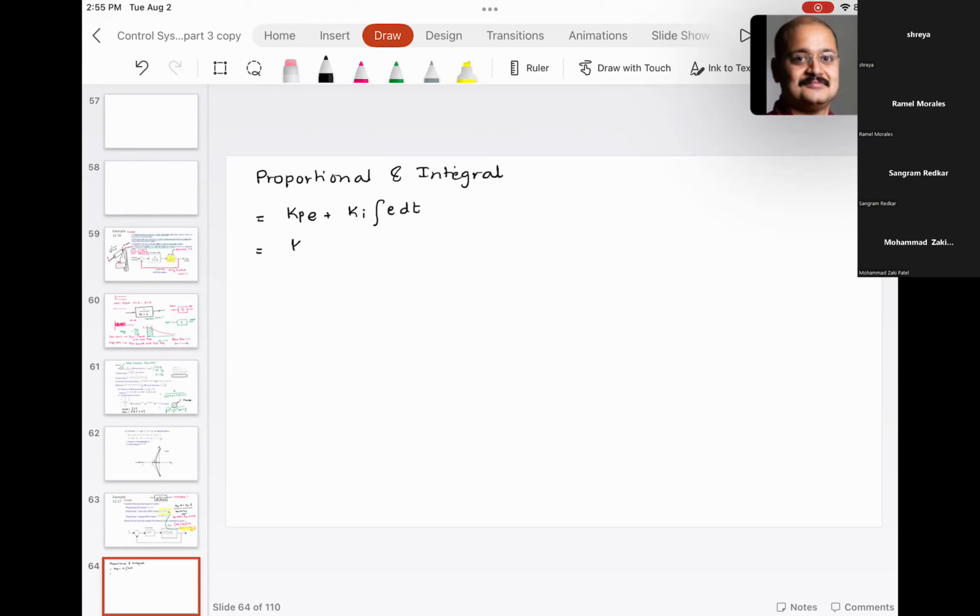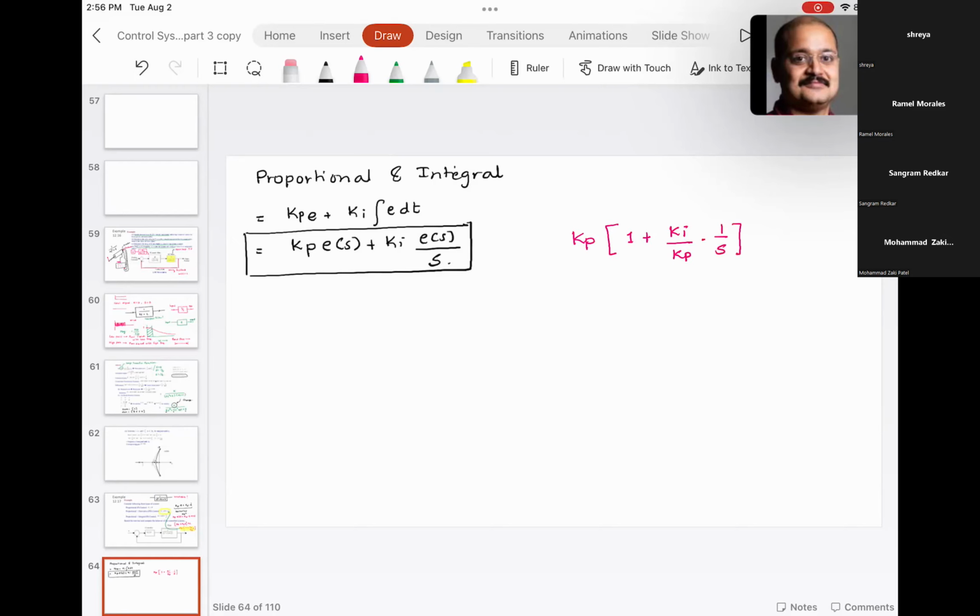So if you want to write the transfer function, it's going to look like Kp E of s plus Ki E of s times the integral, which is 1 over s. So this is going to be the form of the controller. What I'm going to do is, just like the previous case, take Kp outside and this will become Ki divided by Kp times 1 over s. Assuming this ratio is 1, this can be written as 1 plus 1 divided by s.